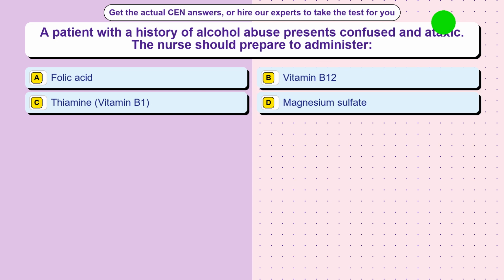Question 83. A patient with a history of alcohol abuse presents confused and ataxic. The nurse should prepare to administer: Option A, folic acid. Option B, vitamin B12. Option C, thiamine, vitamin B1. Option D, magnesium sulfate.